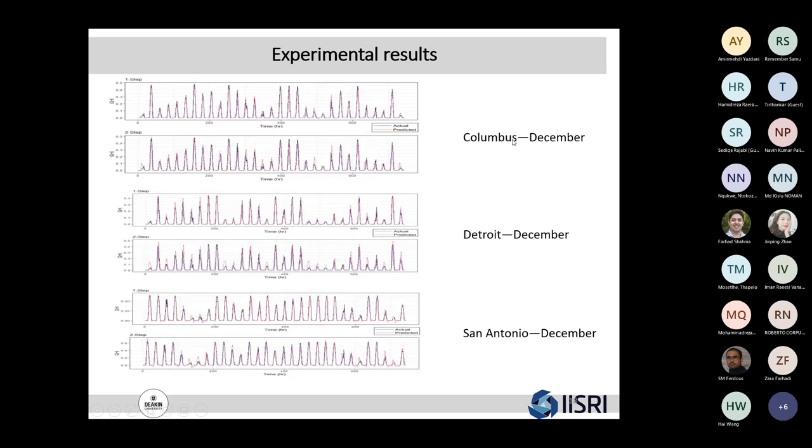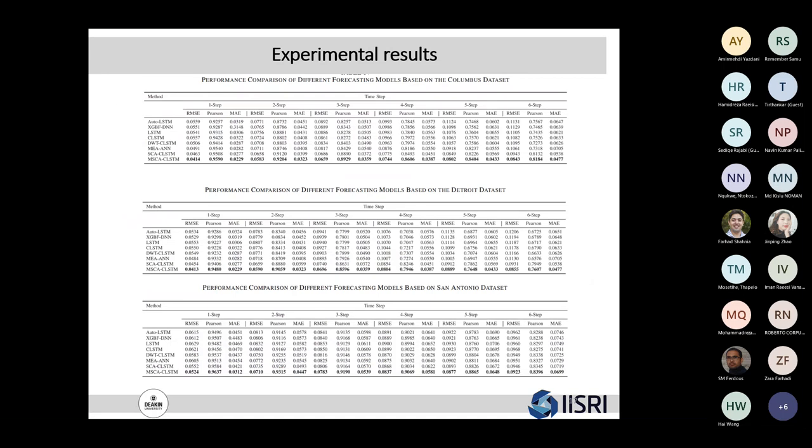Do you see my screen? Yep. As you see here, this is the one step. One step means that our input data is for 1 hour. Two steps means that it will predict the next 2 hours, then the next 3 hours, next 4 hours, next 5 hours, next 6 hours. As you know, the error will increase once you increase the time steps.